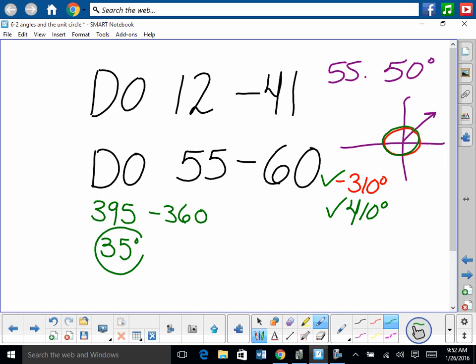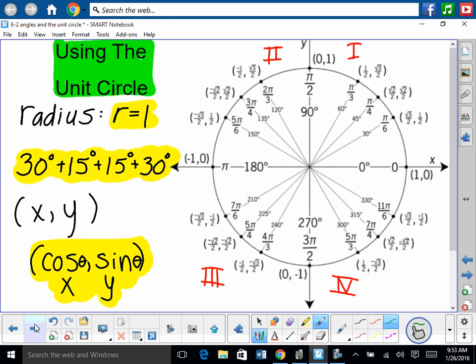35 degrees. So I'm going to take 35 degrees and subtract 360 again, and I get negative 325 degrees. Do you see how I just subtracted 360 twice, and I got a positive and a negative one? Okay. Any other questions? So you can add 360 all day long, subtract 360 all day long. Okay, let's move on to the unit circle.